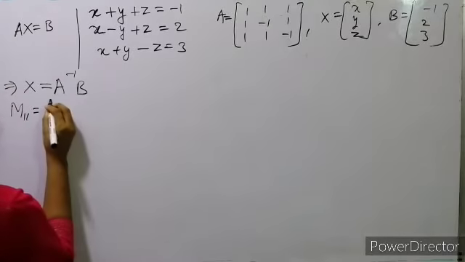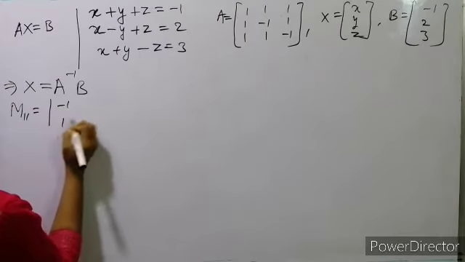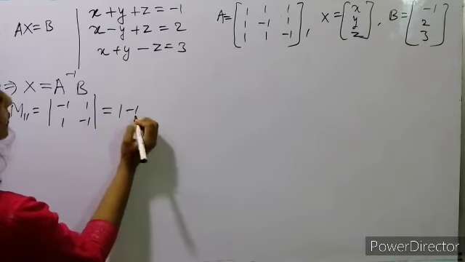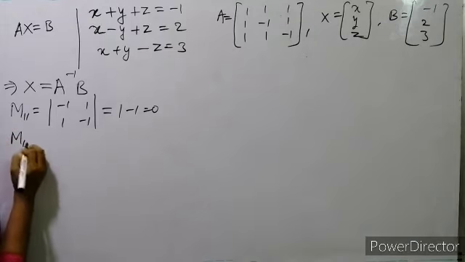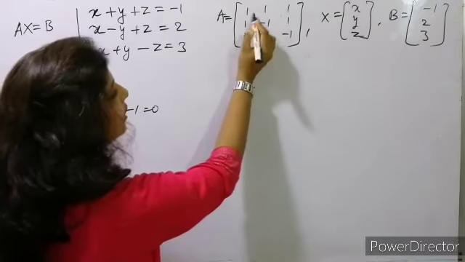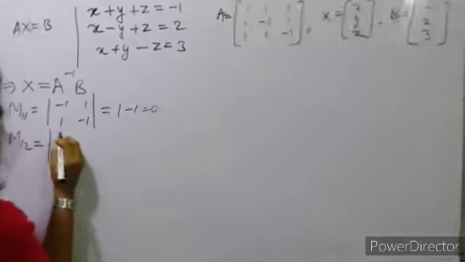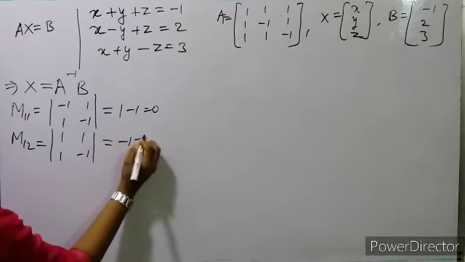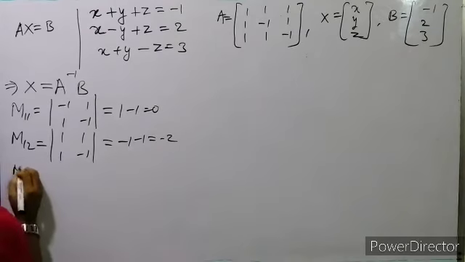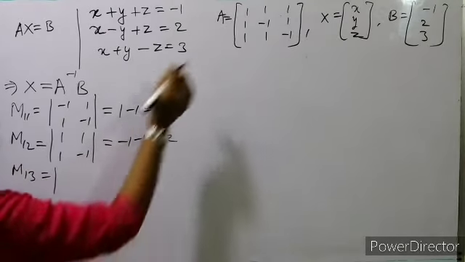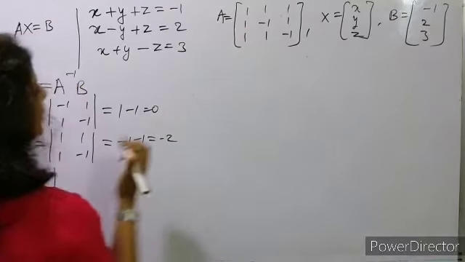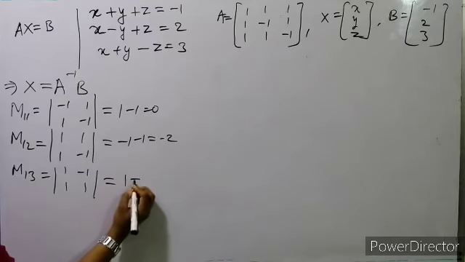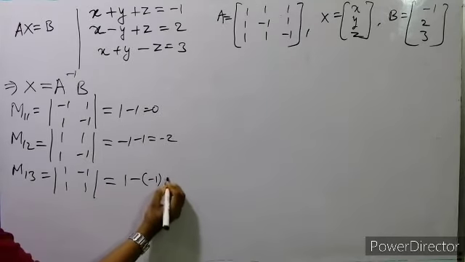M11 will be the determinant of [[-1, 1], [1, -1]]. So minus 1, 1 minus 1, that is 0. M12, first row and second column. So for that, [[1, 1], [1, -1]]. So minus 1 and minus 1, minus 2. M13, for this: [[1, -1], [1, 1]]. So 1 plus 1, 2.